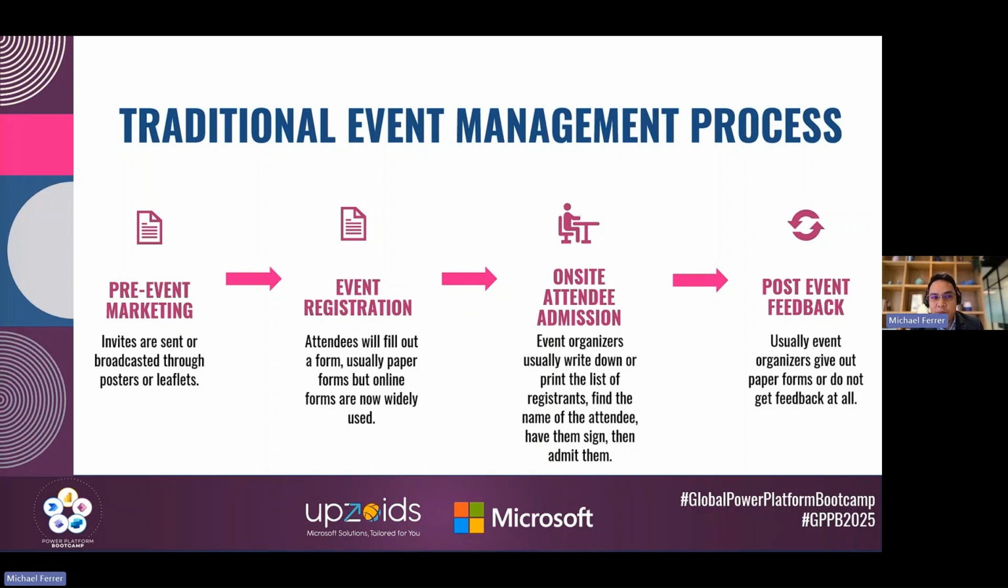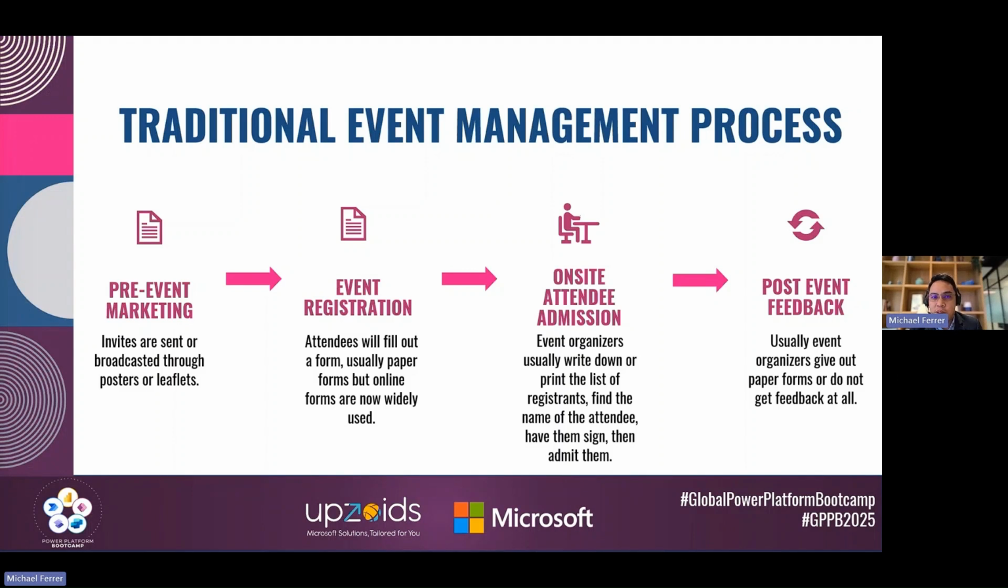And then after the event marketing, once the potential attendees know already that an event is happening, you're going to want them to register. You would want to know who will be the attendees of your event and how many there will be, so you will be able to prepare as well. In the past, attendees would fill out a form, usually paper forms, but after COVID, online forms are now widely used, but there are still some problems with that.